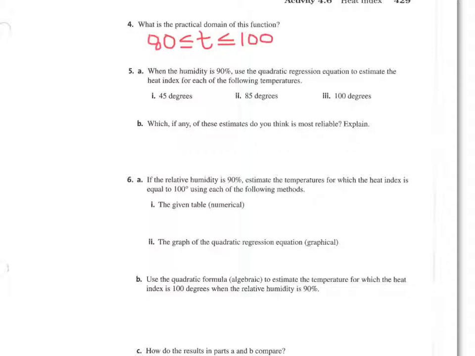When the humidity is 90%, use the quadratic regression equation to estimate the heat index for each of the following temperatures. I have two options for each one of these. These are giving me t values, the input. I could use the table. The table is a nice feature right here if I have this regression equation already in my calculator.